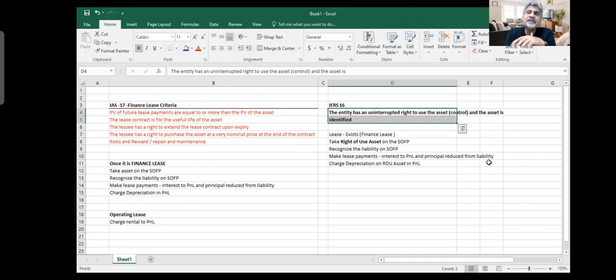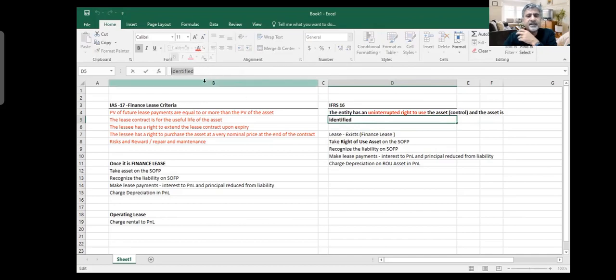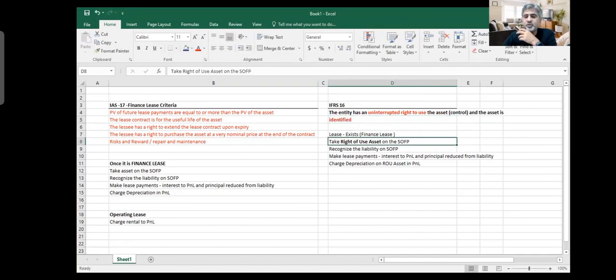Now, sometimes, if you go deep down into the explanation, when I say uninterrupted right to use, this one word was important. And I said that the asset is identified. Now, this one is also important to understand. So both of these conditions are important, because they will play a role.